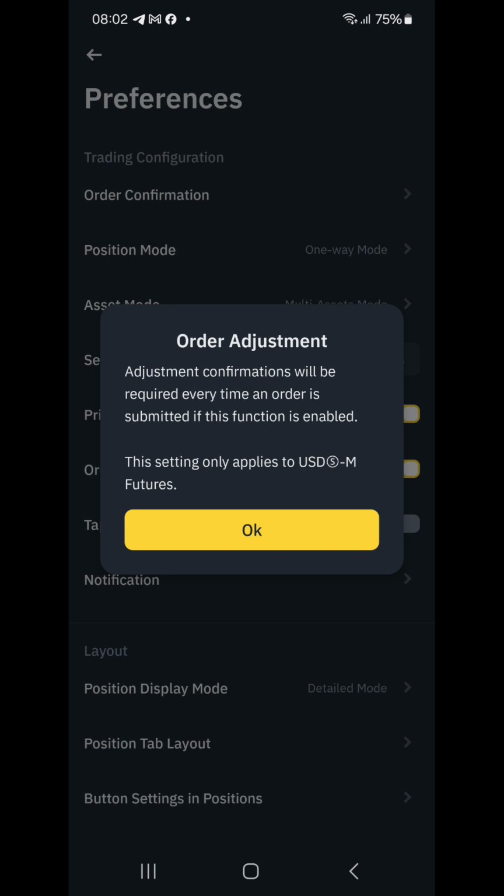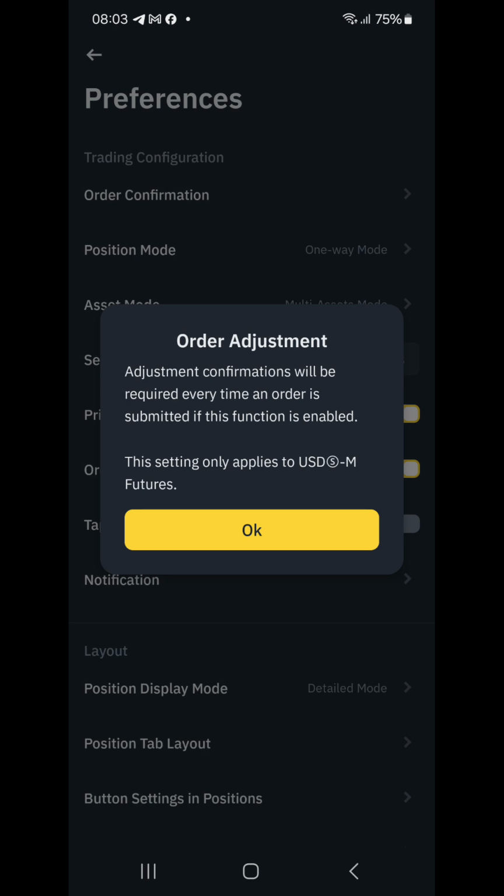Listen carefully. Now, order adjustment in Binance futures helps you manage orders that don't immediately get filled, right? When you say get filled, get triggered or whatever, or need to be adjusted due to market conditions. Here's how it works. 1. Purpose of order adjustment. What is the purpose?